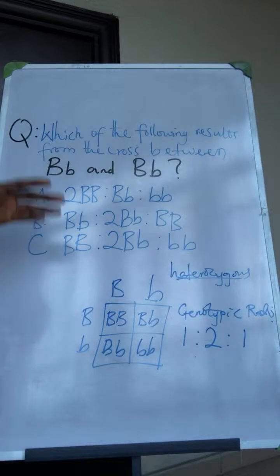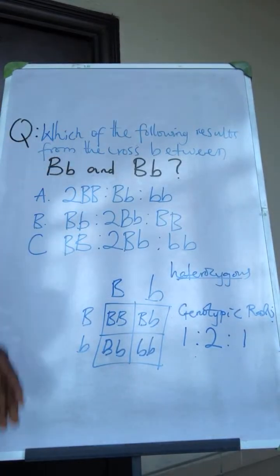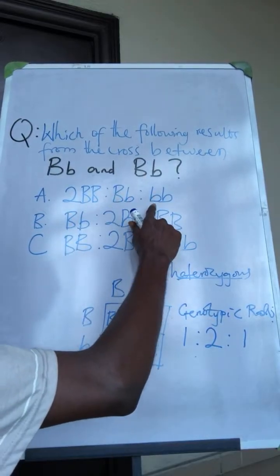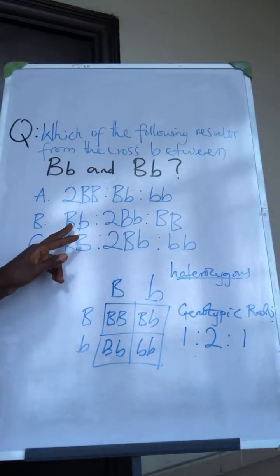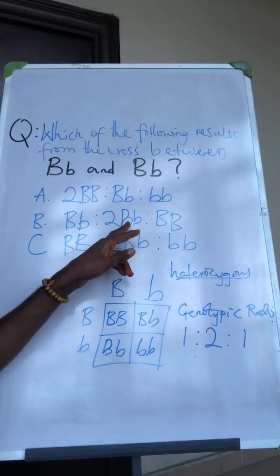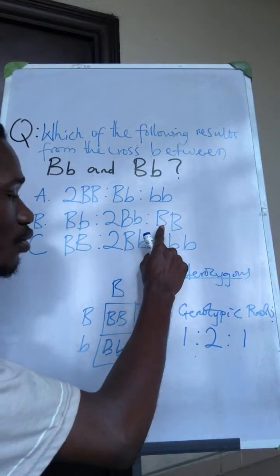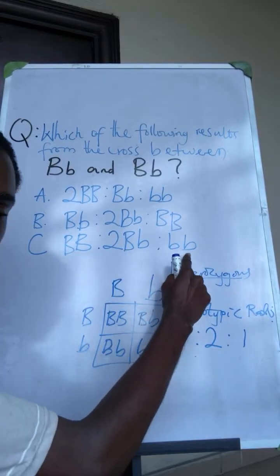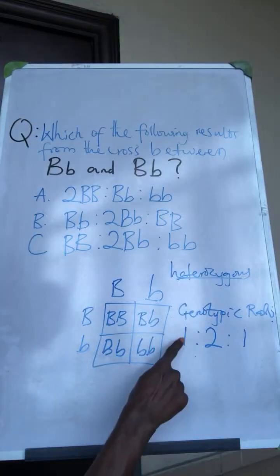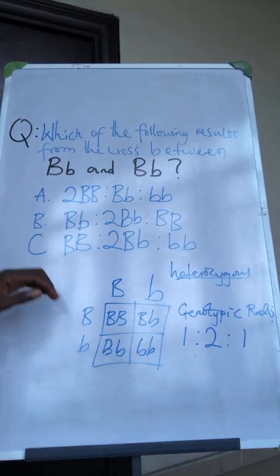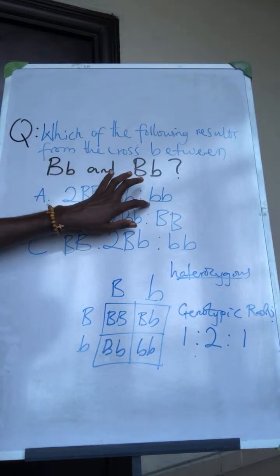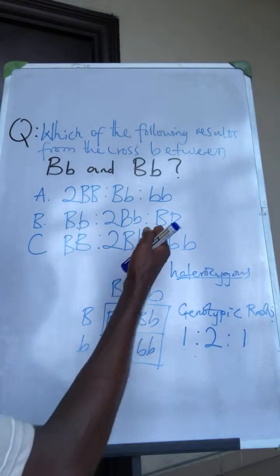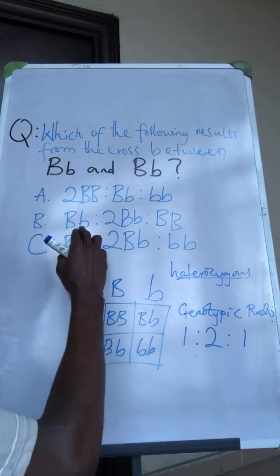Let's go back to the question. They say, which of the following results from this cross? A, they have 2 big B big B, 1 big B small b. B, they have 1 big B big B, 2 big B small b, and then 2 small b small b. C, they have 1 big B big B, 2 big B small b, and 1 small b small b. So which one is correct? Here we have ratio 1:2:1. This one is 2:1:1. Wrong. This is 1:2:1. This could be correct, but the combinations are wrong.